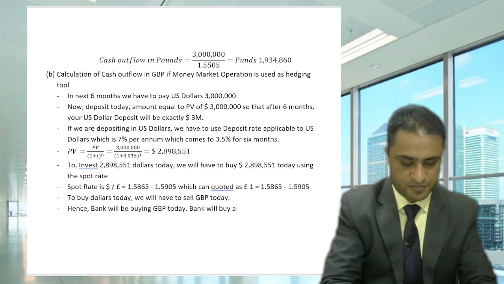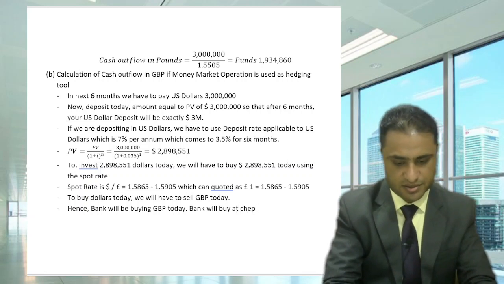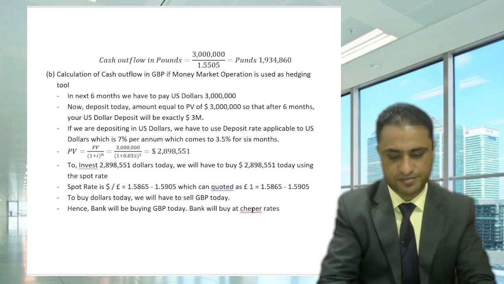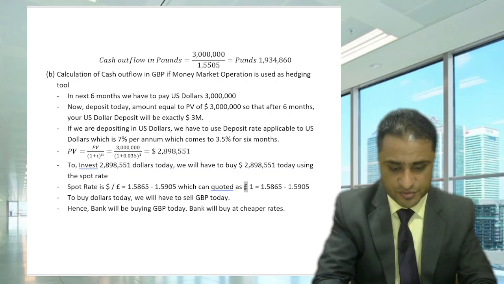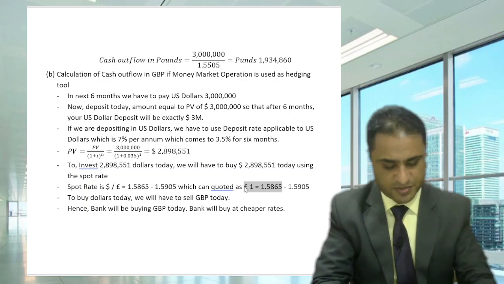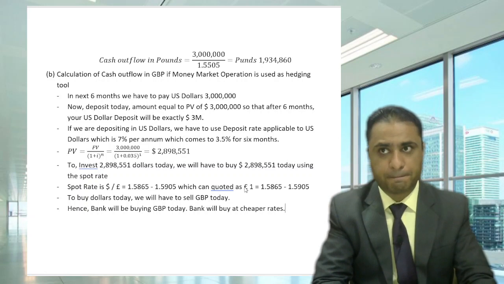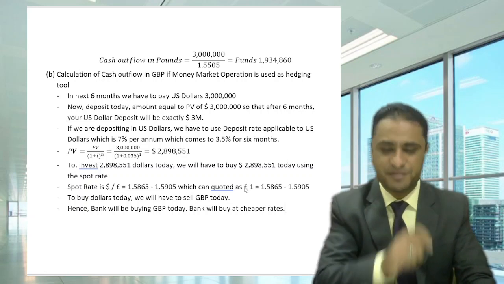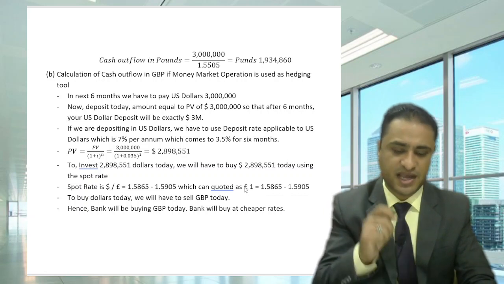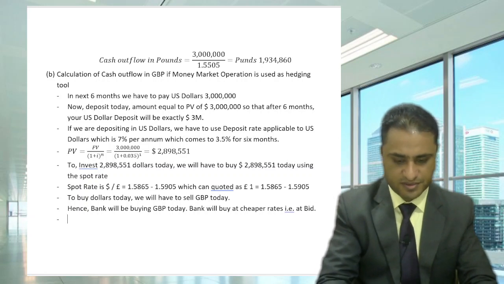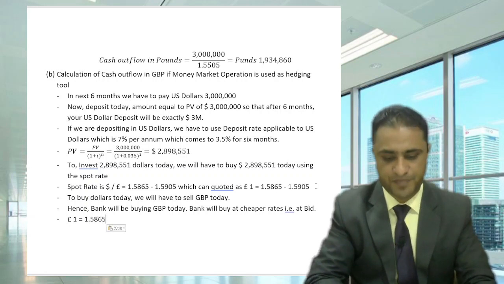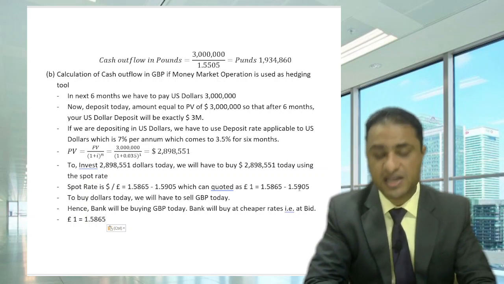Bank will buy at cheaper rates. Bank will never buy at a higher rate from you. Bank will buy at a cheaper rate. So if you are selling the Great Britain pound, you are buying the dollar, bank is buying the Great Britain pound and bank will always buy at bid. So now let's pick the bid rate from this. 1.5865, 1.5905. The cheaper rate is 1.5865, which is a bid rate.